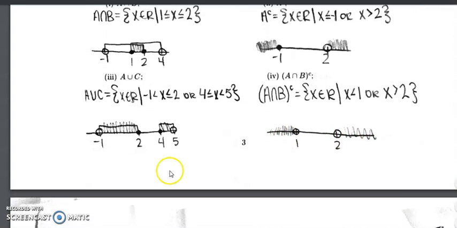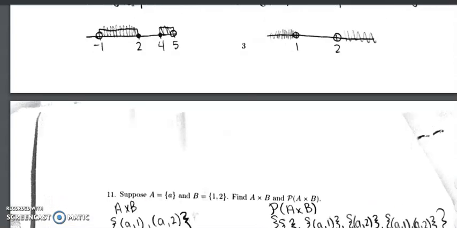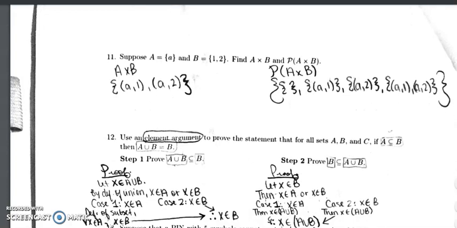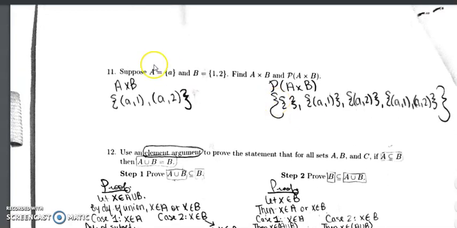And number 11, so we can see that this question has two parts. First we found the Cartesian product of A and B. By the definition, it's like forming points. So the x-coordinate comes from A, the y-coordinate comes from B, and A only has one element. That's why we have A as the first component.